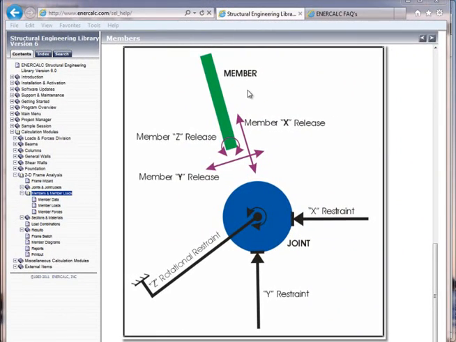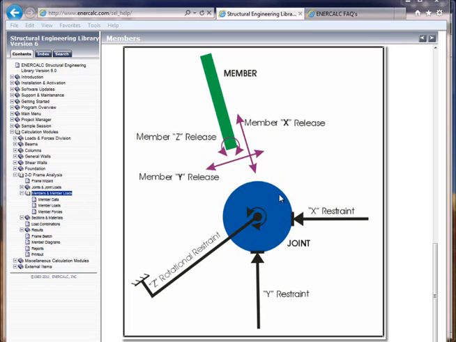This would be an ideal time for us to insert a short discussion on the member local coordinate system, because it's essential to understand that local coordinate system when discussing member end conditions. So what we have here is a diagram that's shown in the online help. It's in the 2D frame analysis section, and the subheading is members and member loads, where you'll find this diagram.